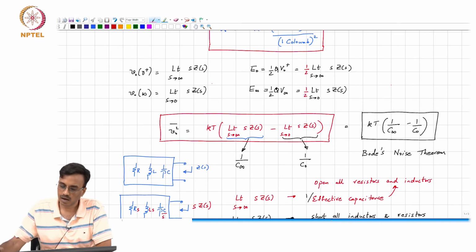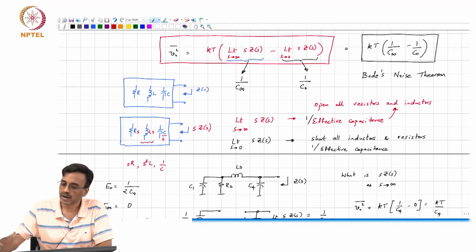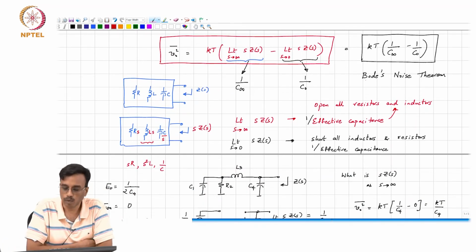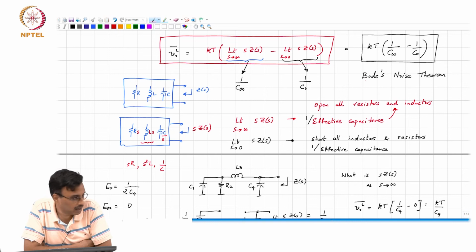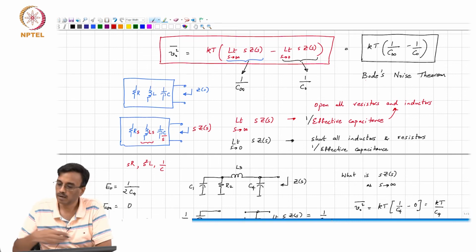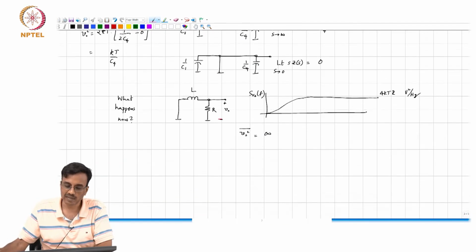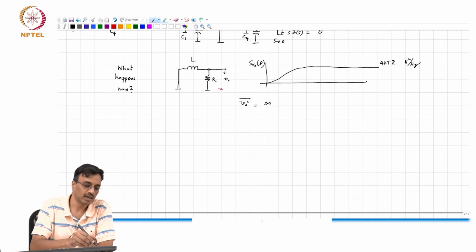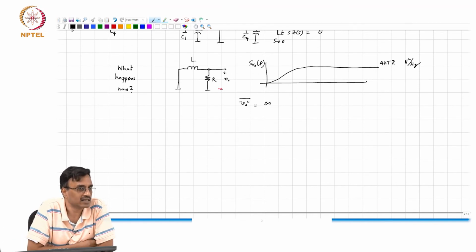All right. So as I said, this is called Bode's noise theorem, and is a nifty little trick to know, to look at a complicated network and determine exactly what the total integrated noise will be without going through any algebra or complicated integrals. Okay. This is not the original proof of the theorem.